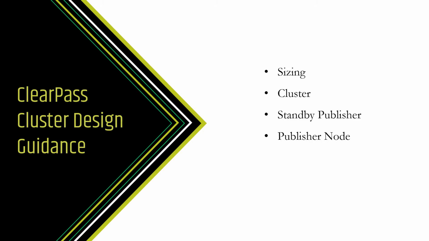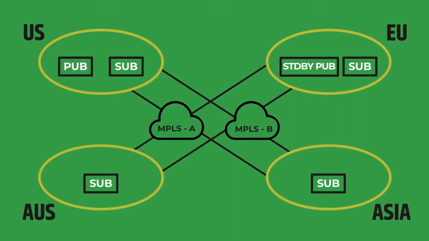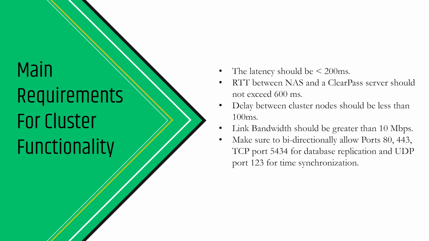Guests and onboard client should be directed to the nearest subscriber node. For example, your users in US should be configured to reach subscriber in US region and not the other ones. Subscriber nodes should be able to handle all the authentication requests within that region. Now take a look at some of these main requirements for cluster functionality.